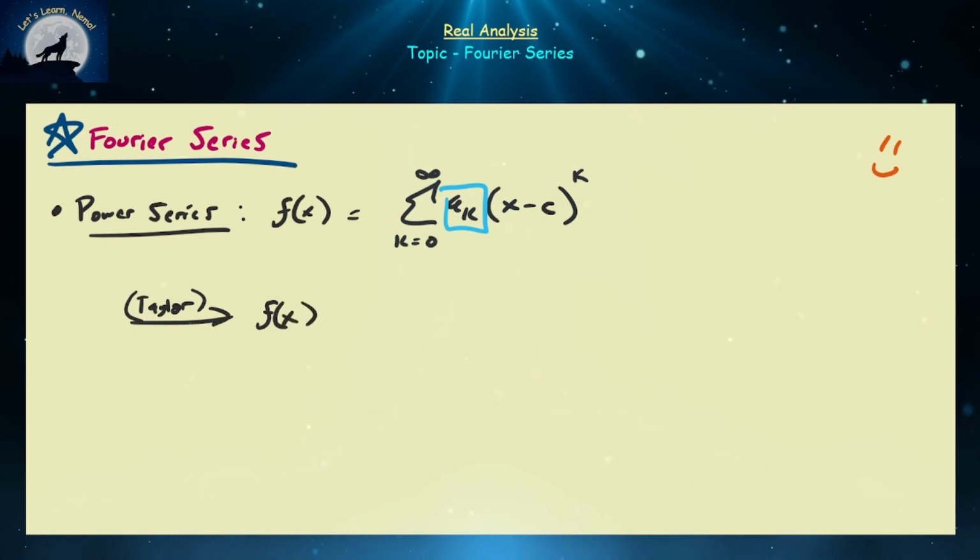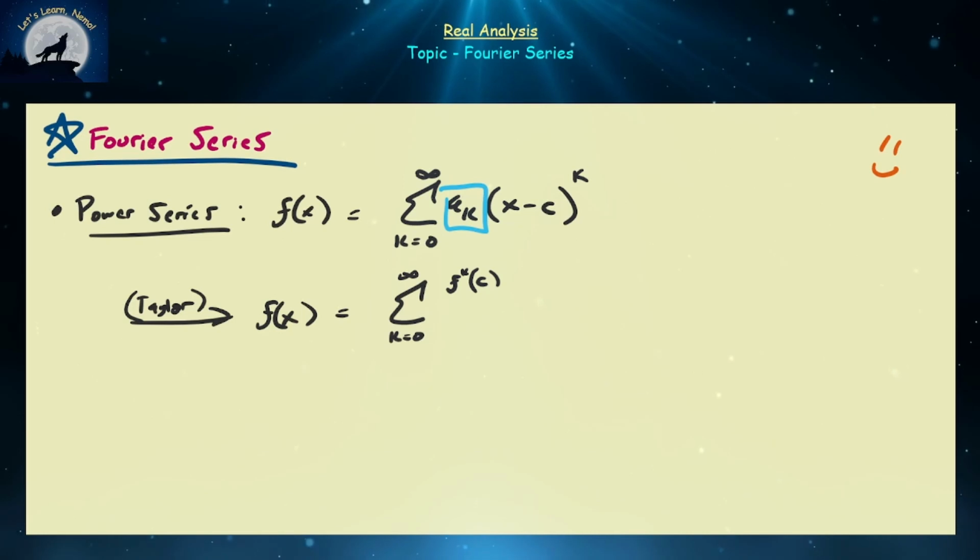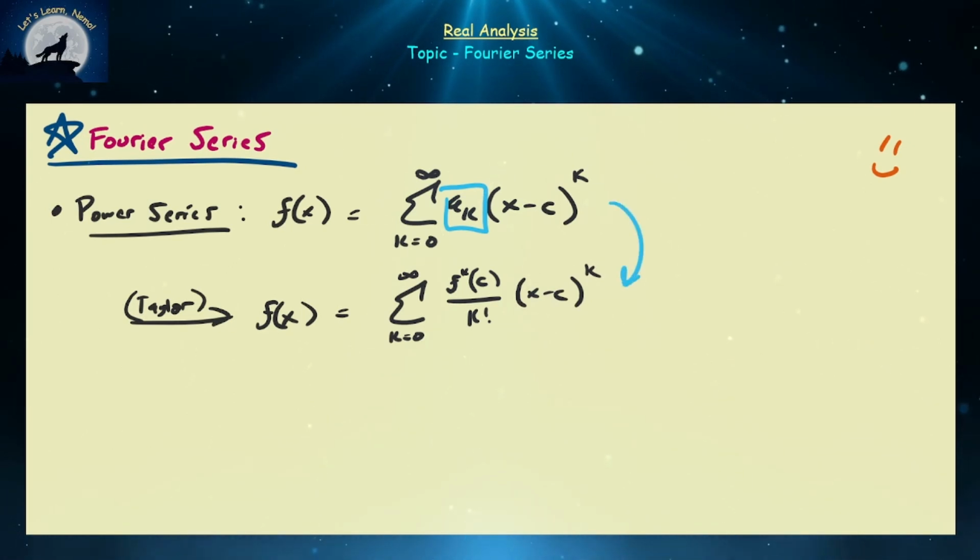So a Taylor series is a special form of a power series. So what is this? Well, this is the sum from k equal to 0 to infinity of the kth derivative evaluated at the center of that power series, divided by k factorial, times (x minus c) to the power of k. So the connection between power series and Taylor series is just a special representation for a_k, where a_k is the kth derivative evaluated at the center divided by k factorial.